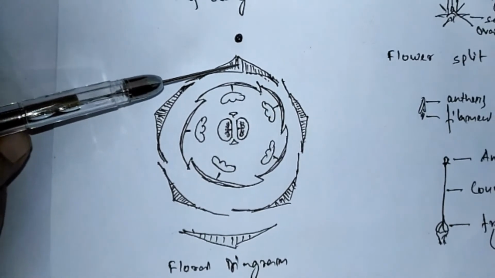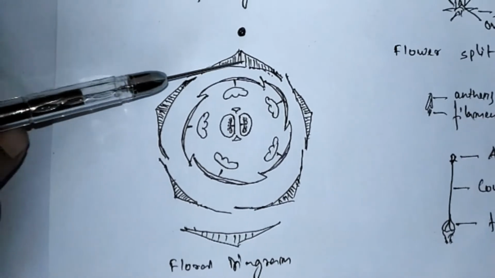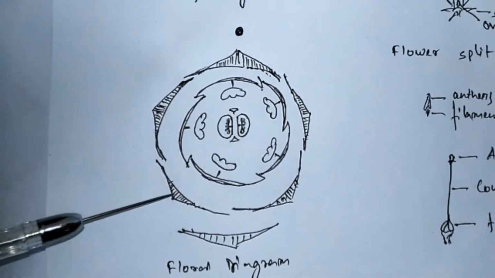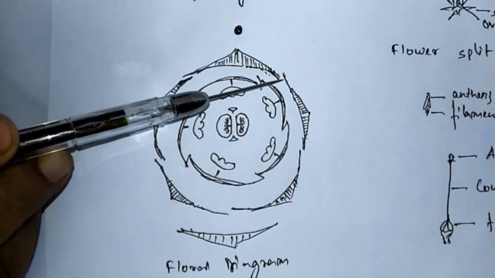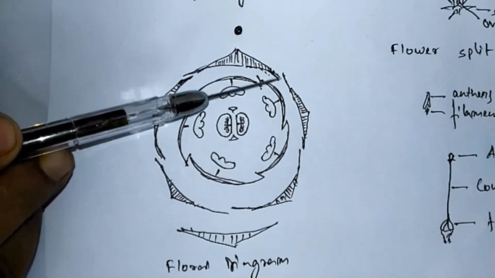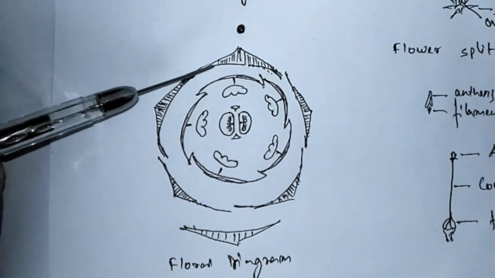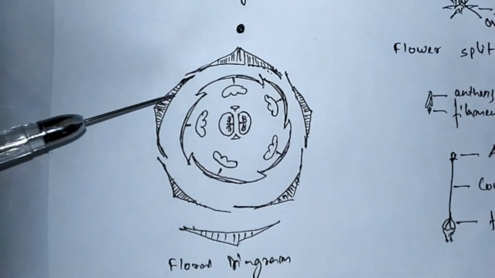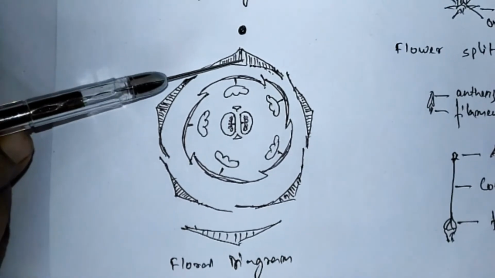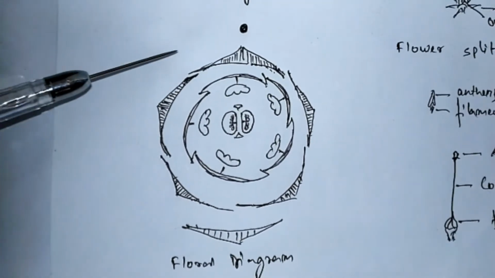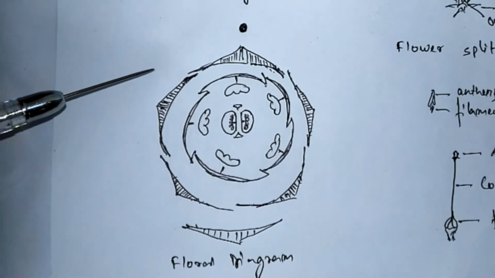Since the flower is polysepalous, the sepals are free from each other. Here no link or connection is observed. They are completely separate from each other. And regarding estivation, it is quincuncial.